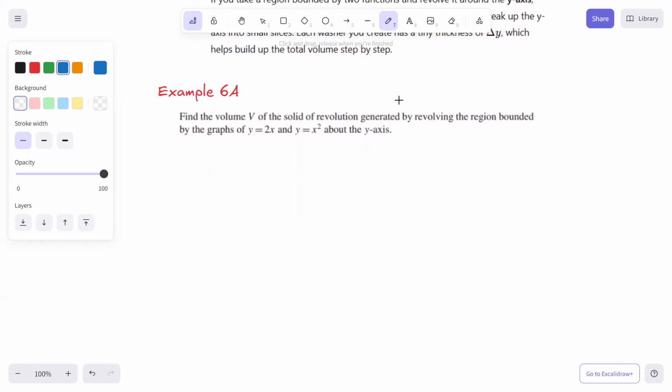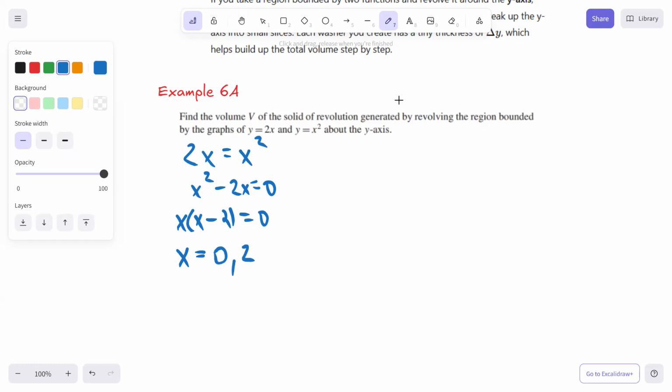So, first example: we want to find the volume of the solid of revolution generated by revolving the region bounded by y equals 2x and y equals x squared about the y-axis. The first thing we need to do is find the limits. So 2x equals x squared, so x squared minus 2x equals 0. Factor out an x, and you get x equals 0 and 2.